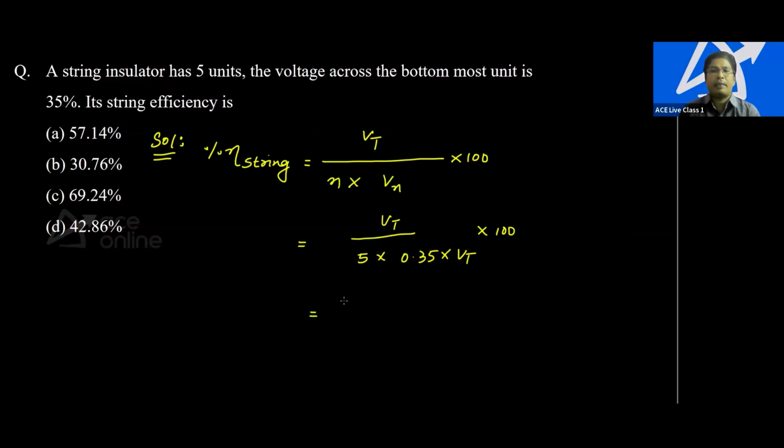If you calculate this, 1 by 5 into 0.35, it will be 57.14%. 57.14% is the answer.